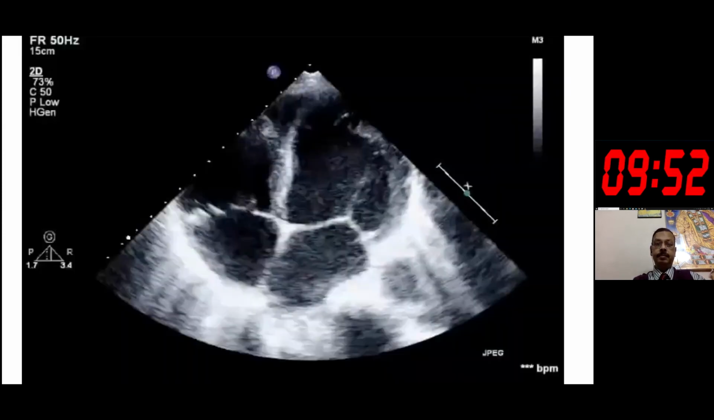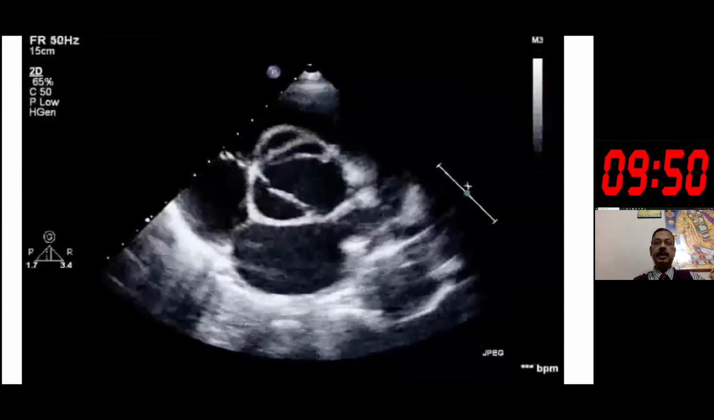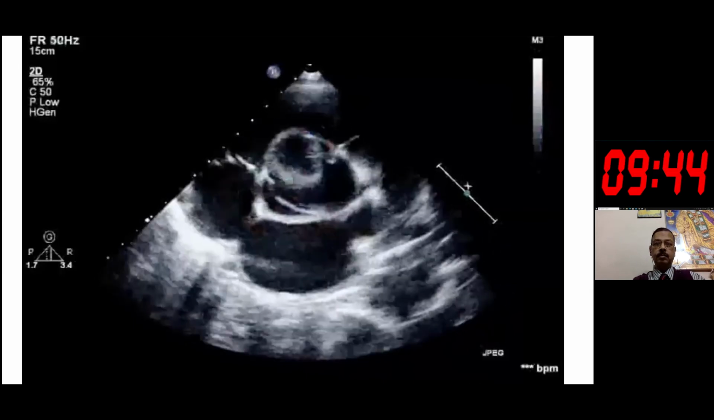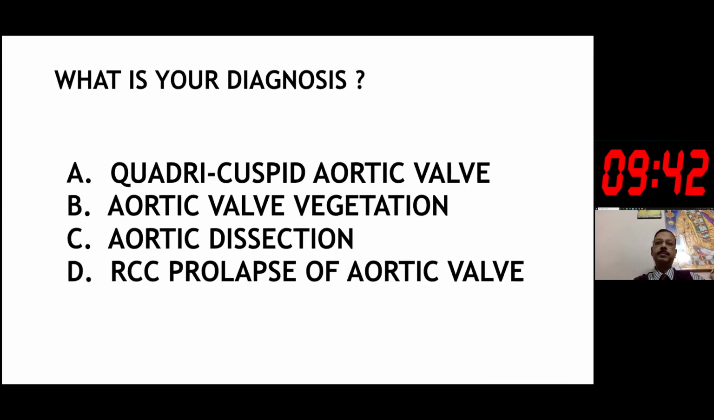Page number 14. This is a single clip. What is your diagnosis? You can submit your options in the voting window.